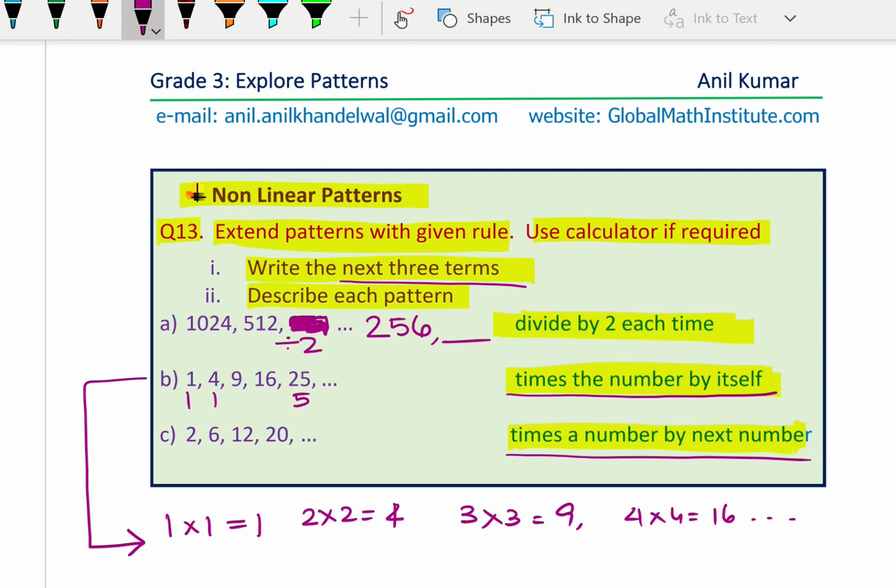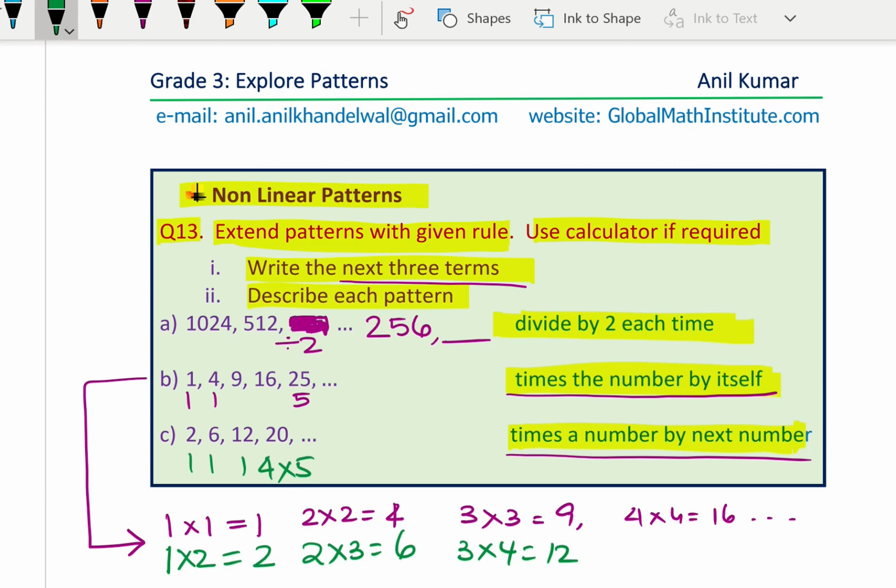Now the last one here is times the number by next number. Well, what does that mean? Times the number by next number. Okay, that really means if my one number is 1, what comes next? 2 comes next. So I'll multiply 1 by 2 and get 2. Then I have 2 times, next number is 3, I get 6. And then 3 times 4 is 12. Well, that makes sense. We got 2, 6, 12. The next number is 4 times 5, right? So 20 is indeed 4 times 5. And likewise, we can extend.